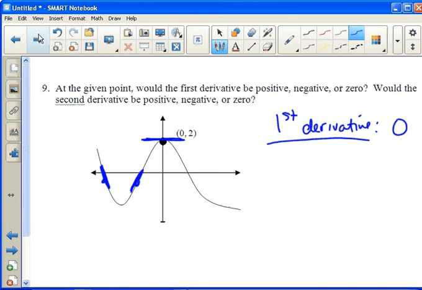The second derivative ultimately tells you about concavity. So you need to look at the concavity at that point. Well, here we look more like an N, so we are concave down, which means the second derivative would be negative.